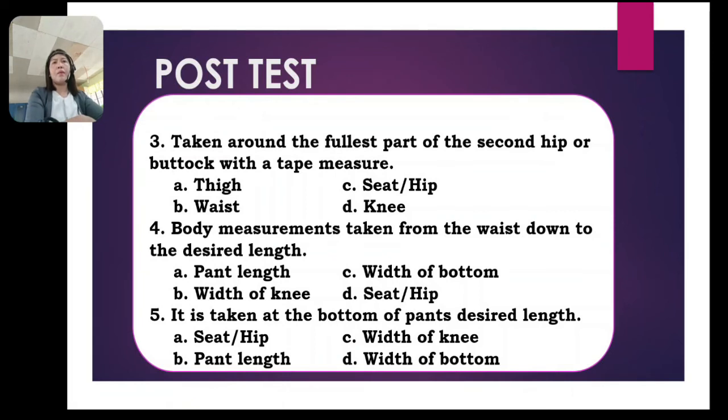Time's up. For number 4, body measurement taken from the waist down to the desired length. A. Pants length. B. Width of knee or your knee circumference. C. Width of bottom or your bottom circumference. And letter D. Seat or hip. Time start now.